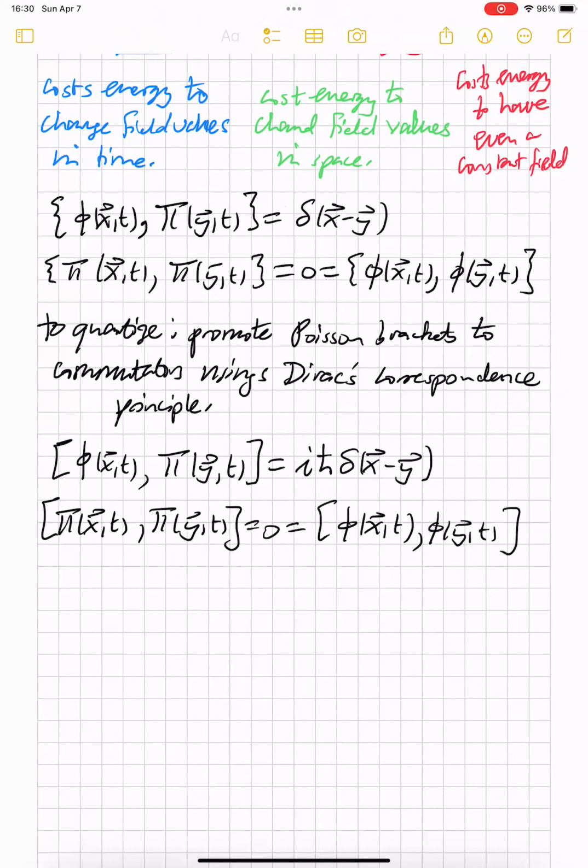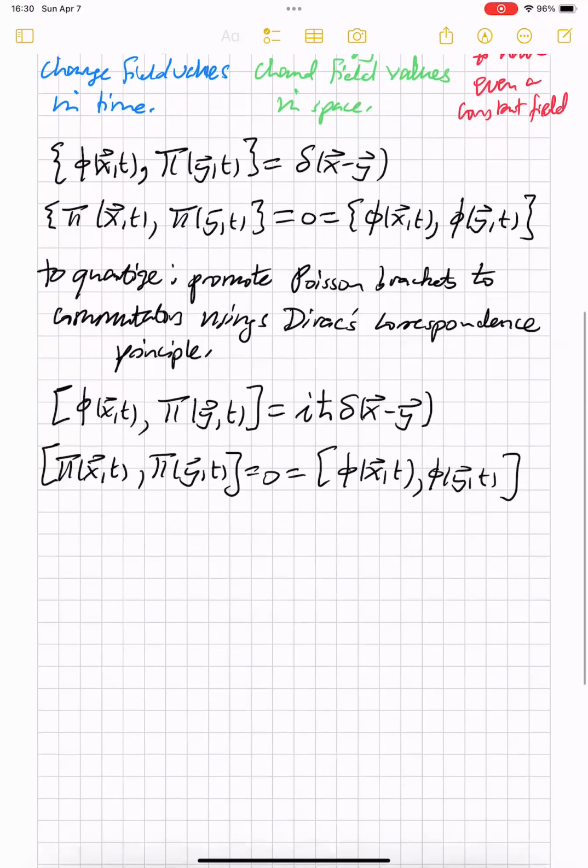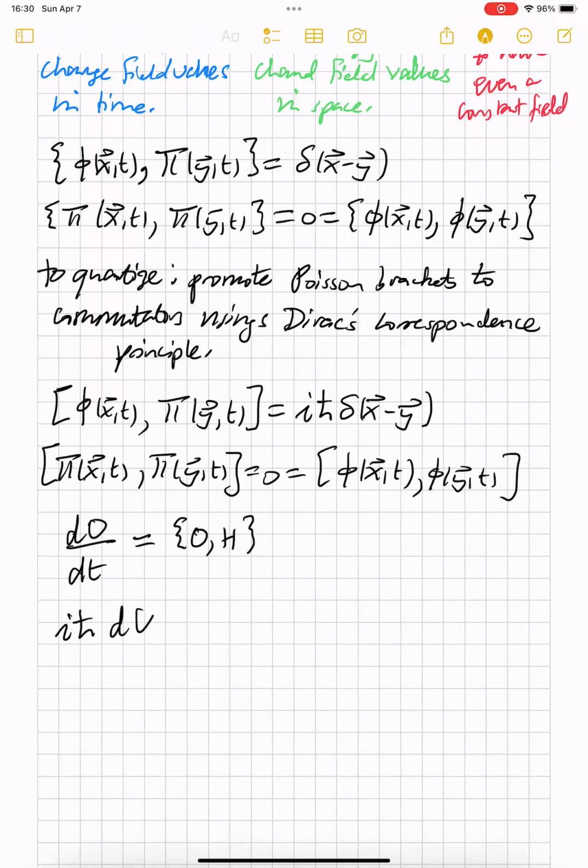Then, of course, we also need dynamics in the theory. But you know that in terms of Poisson brackets, the equation of motion for any observable O is just given by the Poisson bracket of O with the Hamiltonian. And after promoting this to an operator equation, we get nothing but the Heisenberg equation of motion. So I've given you the equations that specify the operators, and I've given you the dynamical equations.